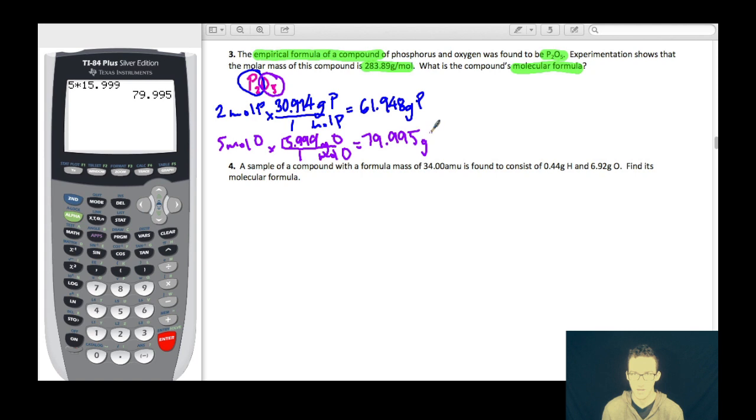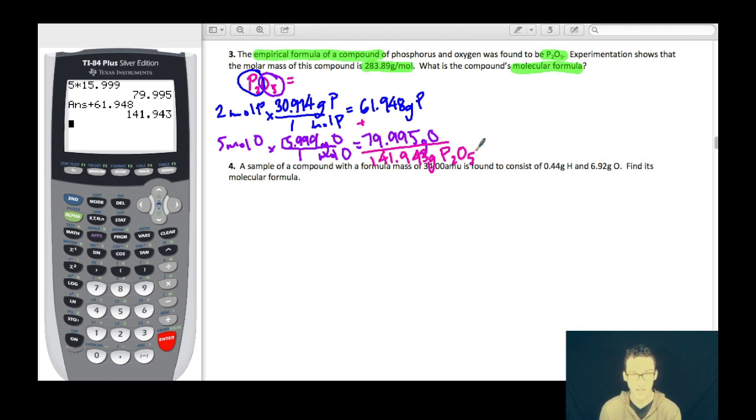79.995 grams of oxygen. Okay, which means that the molar mass of this empirical formula, this P2O5, is the sum of these two. So there's my 79.995. I'm going to add to that the 61.948. And we get 141.943 grams. 141.943 grams is the molar mass of P2O5.